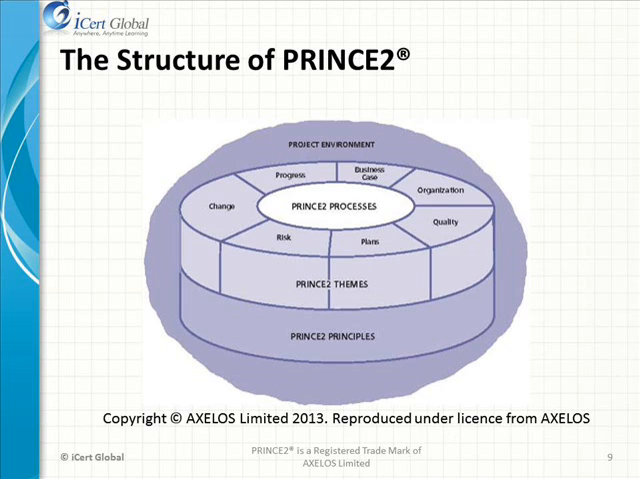The 7 principles are: continued business justification, learn from experience, defined roles and responsibilities, manage by stages, manage by exception, focus on products and tailored to suit the project environment. The 7 themes are: business case, organization, quality, plans, risk, change and progress. The principles and themes come into play in the 7 processes.